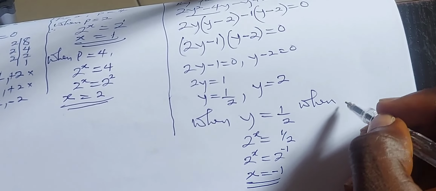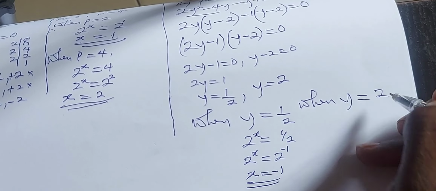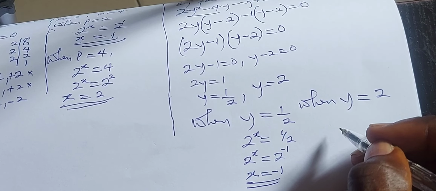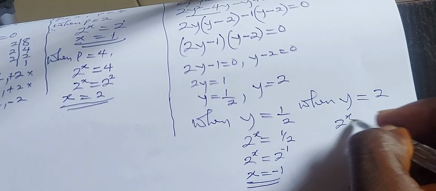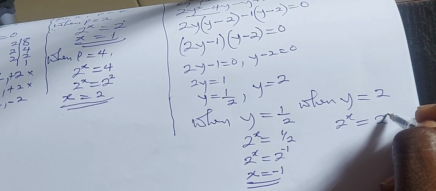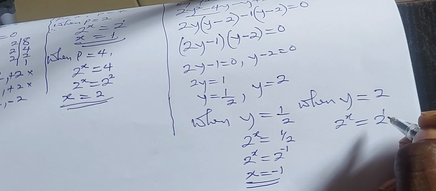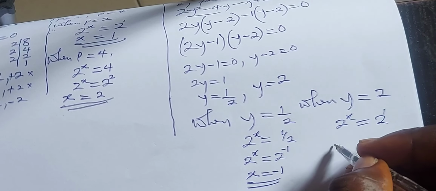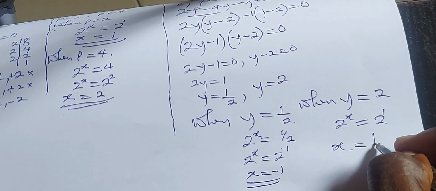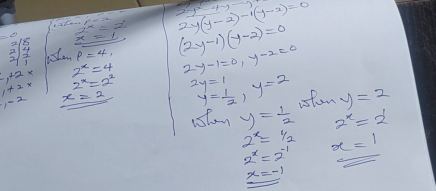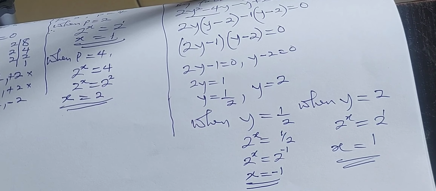When y is equal to 2, what is x? We have 2 raised to the power of x is equal to 2. You can make this one a power of 1, because anything raised to the power of 1 is that thing. And therefore, your x is equal to 1. So these are the values of x.